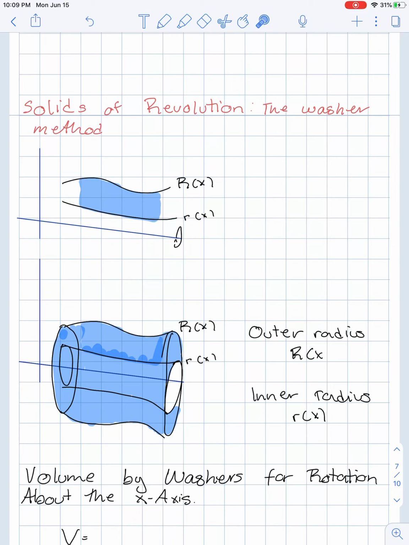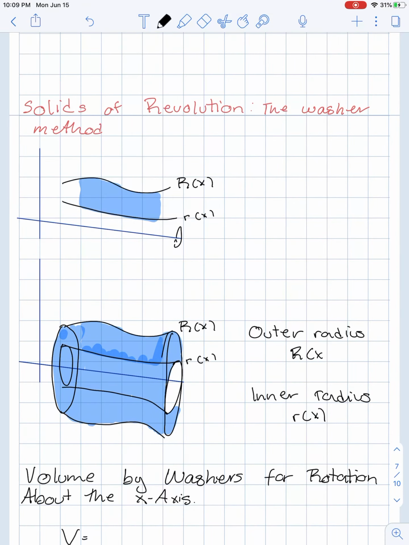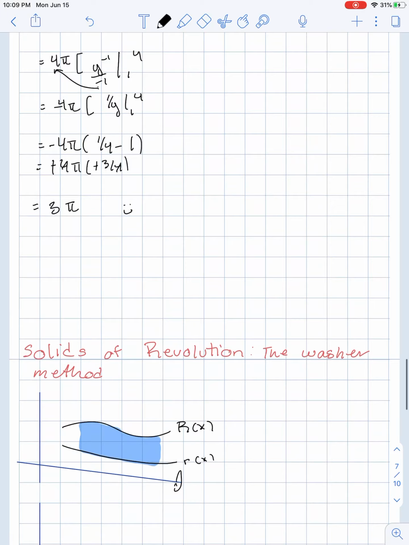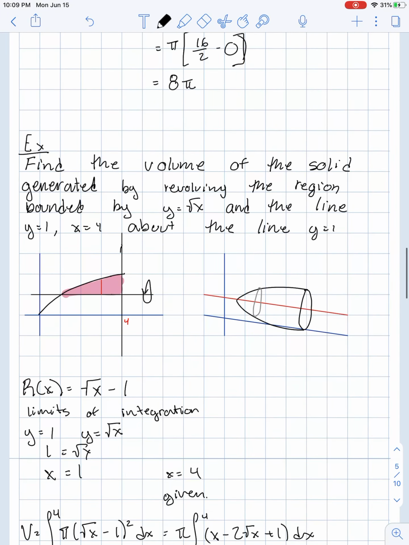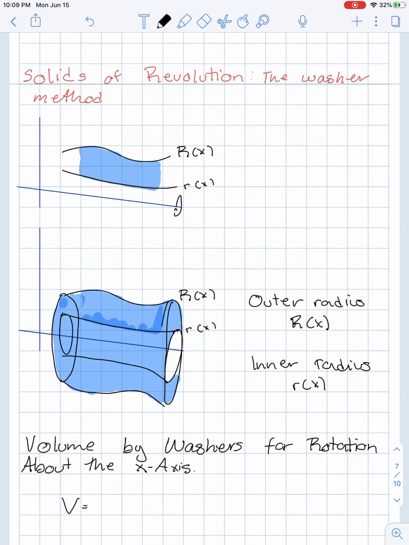We call big R of x the outer radius, and we call little r of x the inner radius. This here will give me something that's hollow. Up here, not this one, I didn't get anything hollow. I got a solid bullet-shaped thing, because I was rotating about a different line that wasn't the axis. Here, I'm still revolving around the axis, but now I'm doing the area between two curves.